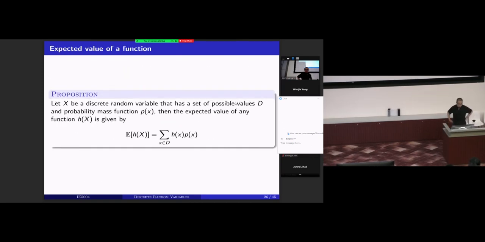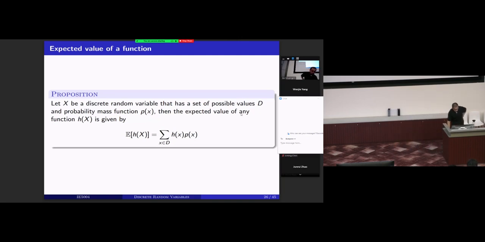And then we explained how to calculate expected value of a function of a random variable, right? So this is a very important result. I think it must be very clear. So here we use h for a function. Because this capital X is a random variable, the function of a random variable is, again, a random variable. And how do we calculate this expected value of h of X?